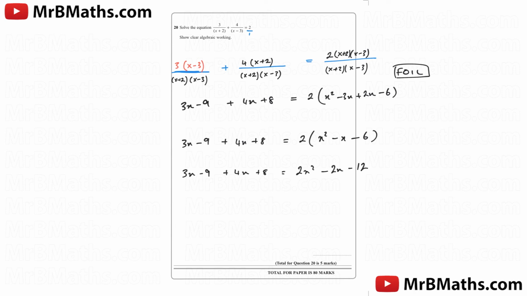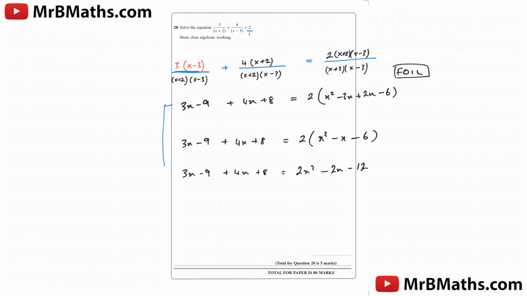Now you may have noticed I haven't touched this section here. You do not want to do everything at once. Okay, it says show clear algebraic working. Do not mess this up by trying to do the left and right side at the same time. Take your time, there is no rush. As you can see here, there's a whole A4 page that you're given in the exam for this last question, and it's 5 marks, so don't mess it up by rushing.